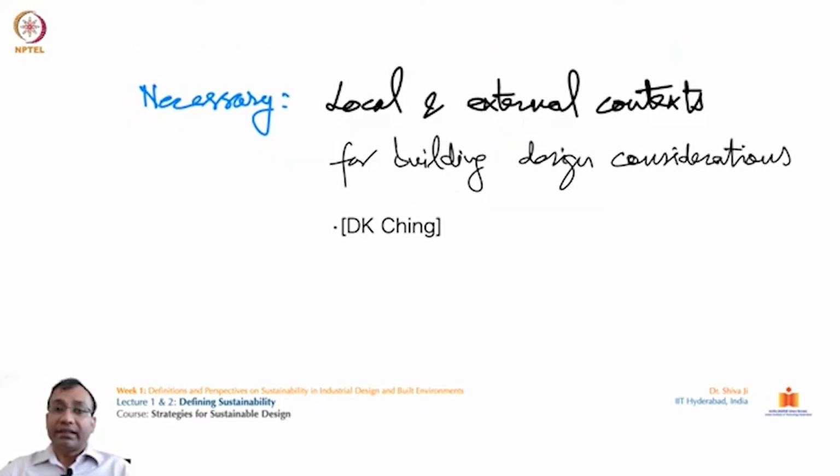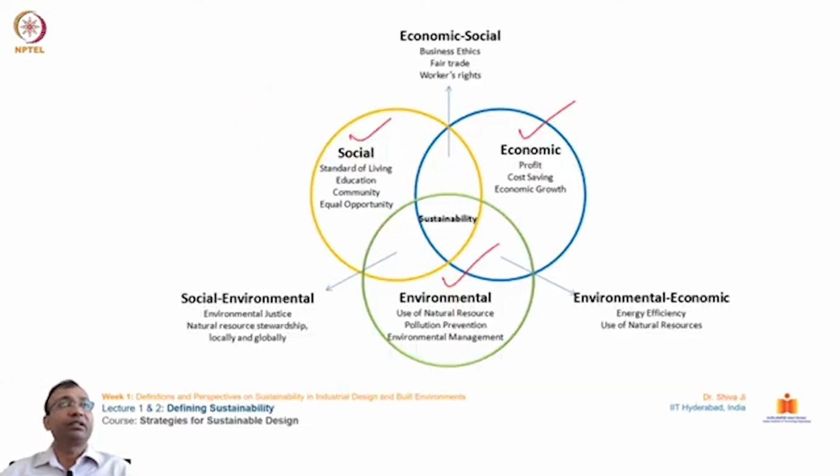There is another perspective given by D.K. Ching. He says local and external contexts are necessary to consider in the building design process, and without them one cannot proceed. So as we can see, it's not just the internal, it is the external, the surroundings, all of the context, whether they are present on the site or even external, they all matter, because we are all part of one big ecosystem. So everything matters.